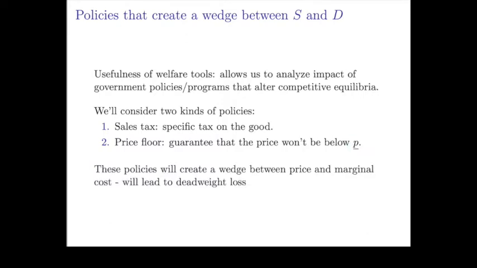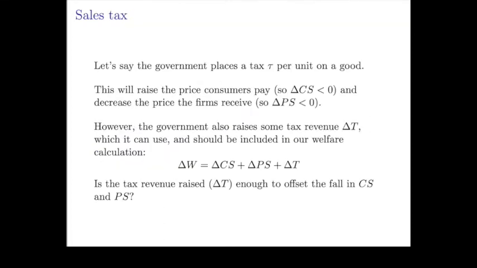So what these are going to do is drive a wedge between the price that the consumers pay and the marginal cost. And that's going to cause a deadweight loss. So let's start with our specific tax. Let's suppose the government imposes a specific tax tau per unit on a good.